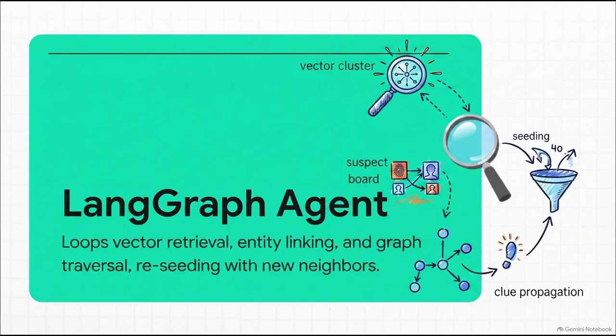Think about it. When the agent finds a new clue, like a newly discovered graph neighbor, it takes that fresh information and uses it to seed the very next hop. It's constantly grabbing a clue, linking it to a suspect, and branching out to see who else they might know.